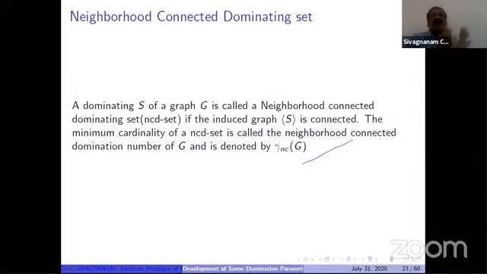So S is a dominating set. We can identify NS, the neighborhood set of S, the open neighborhood set. Then for NS we find the induced graph. That NS should be connected; the induced graph of NS should be connected. Then the new dominating set is called the neighborhood connected dominating set. Shortly we can say NCD set.